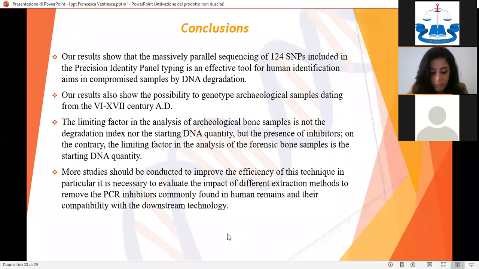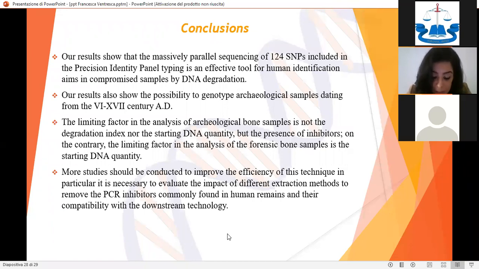So, in this study, we have evaluated the Precision ID panel kit for human identification in highly degraded samples using the PGM system. Massive parallel sequencing is a technique able to produce a lot of DNA sequence data in a high throughput way. And the panels of SNP markers allow the amplification of small DNA fragments, often found in skeletal samples from forensic and archaeological contexts.